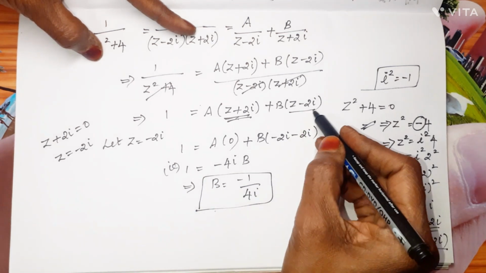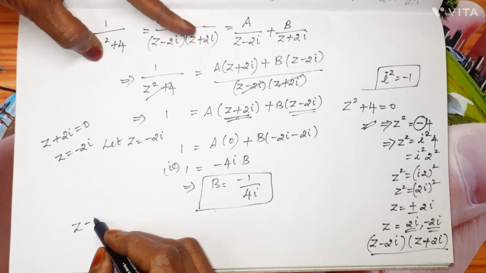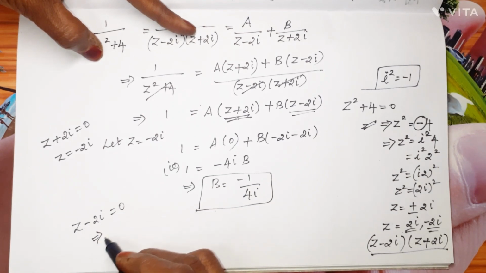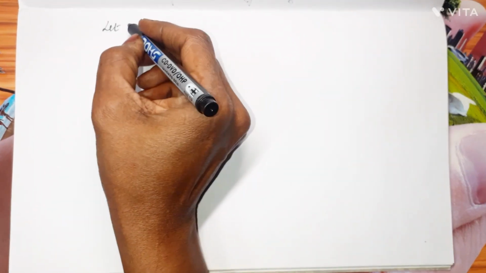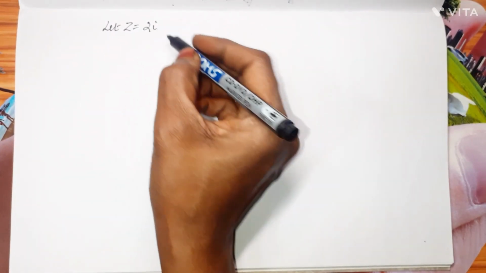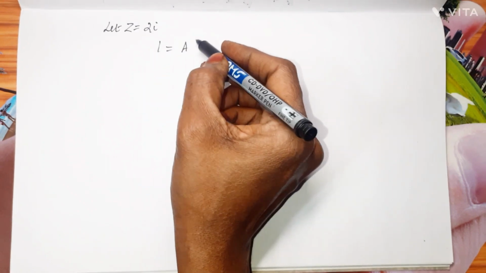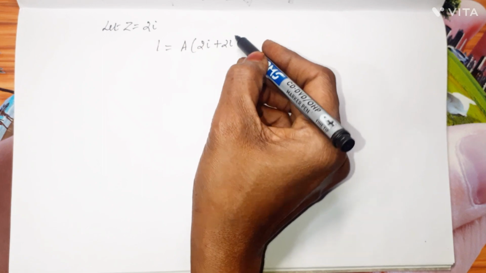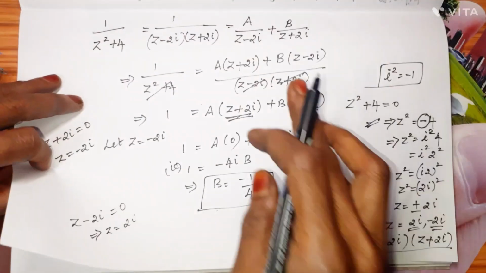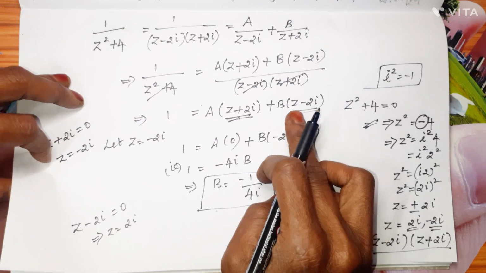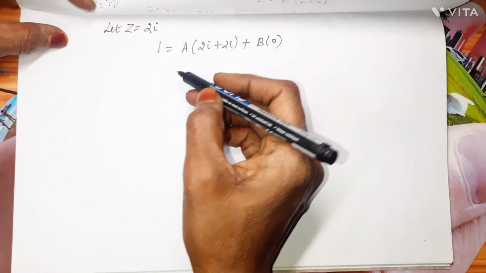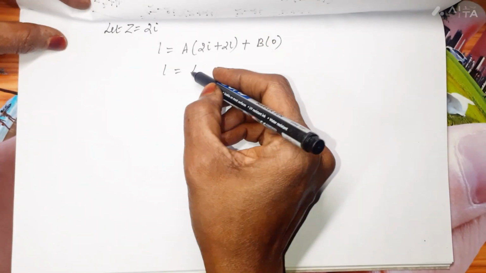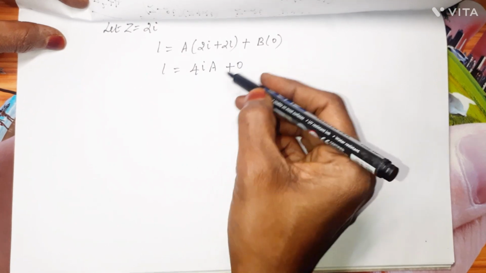For getting a, we have to take this one as 0. So z minus 2i equal to 0 implies z equal to 2i. So for finding a, we are going to substitute this one. So let z is equal to 2i. So we have 1 is equal to a into 2i plus 2i plus b into, when we take z as 2i, 2i minus 2i will get cancelled. So b into 0. So which is 1 equal to 4i into a plus 0.